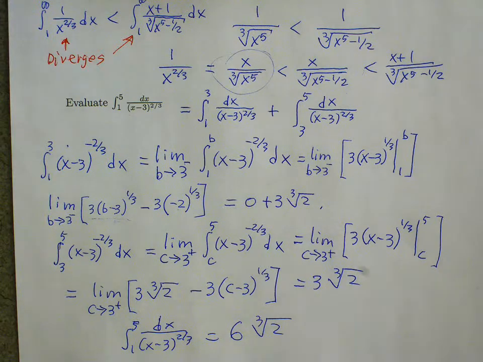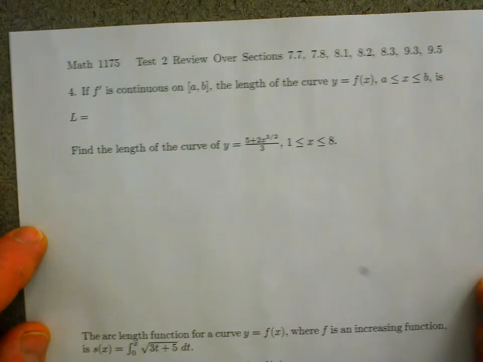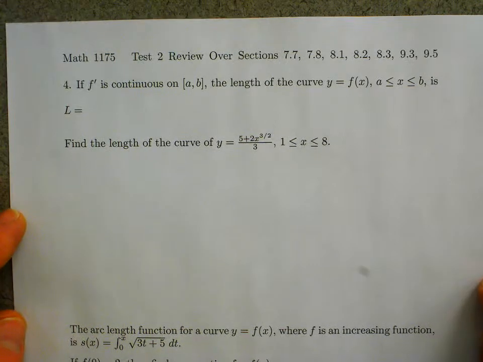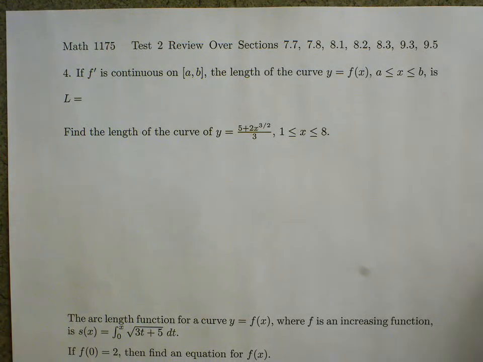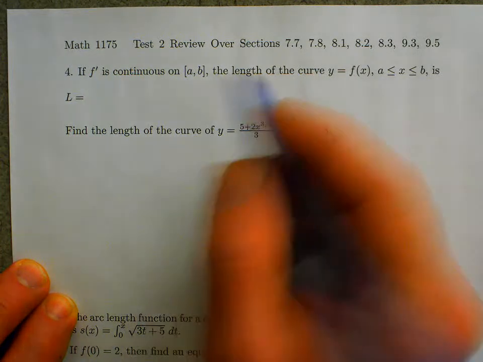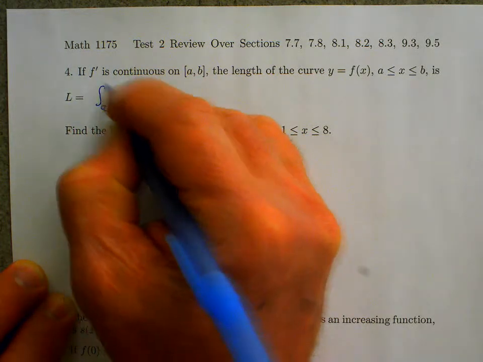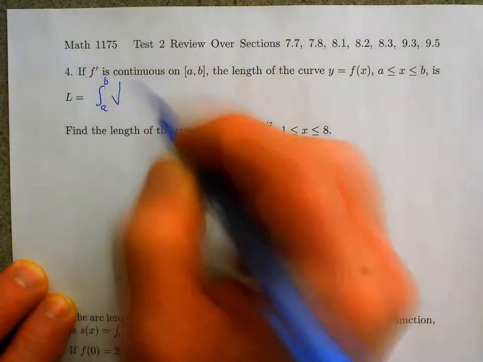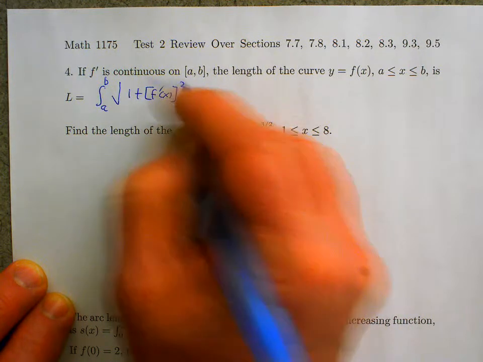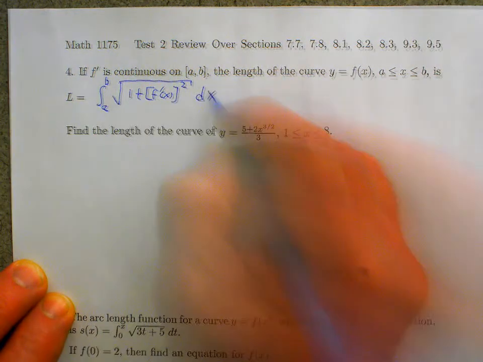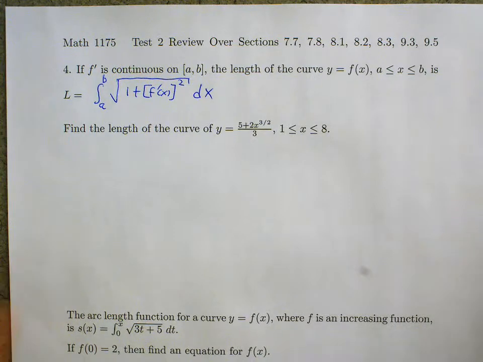Okay, on the next page, this one says if f prime is continuous on the closed interval from a to b, the length of the curve y equals f of x for values of x between a and b is the definite integral from a to b of the square root of 1 plus f prime of x squared dx. Okay, that's one formula to make sure you've memorized.